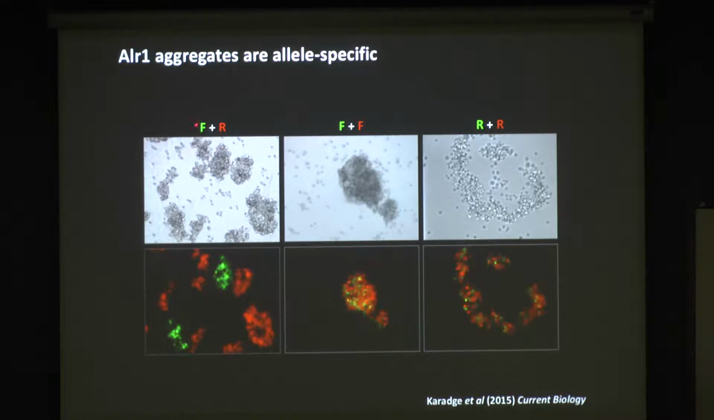So this is a mixture of a cell line expressing the F allele in green and the R allele in red, and you can see they form these nice big clumps. They're segregated by color, and this is just to show you that if you keep the alleles the same but vary the color, you do get these multicolored aggregates. We are able to detect homophilic binding that way.